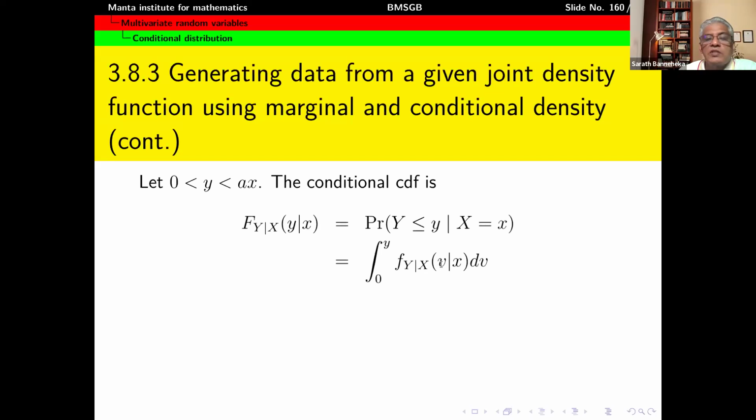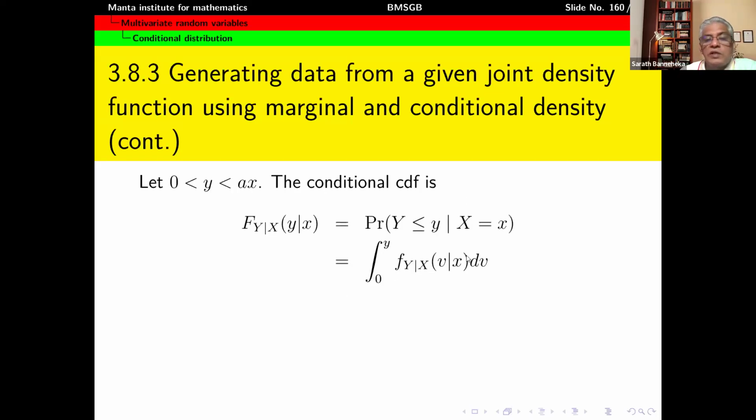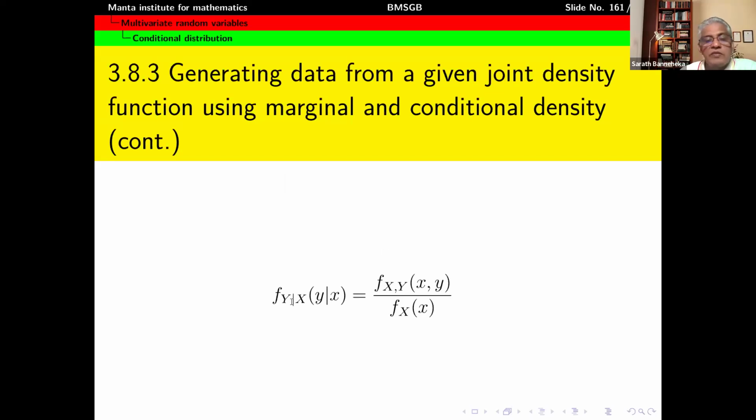F_{Y|X} integrated with respect to y, with the limits from 0 to y. So in order to get this expression, we need the conditional density. We will use the original definition: the conditional density of y given x is equal to simple x is the joint density divided by the marginal. We have already found the marginal, therefore we can get this expression.